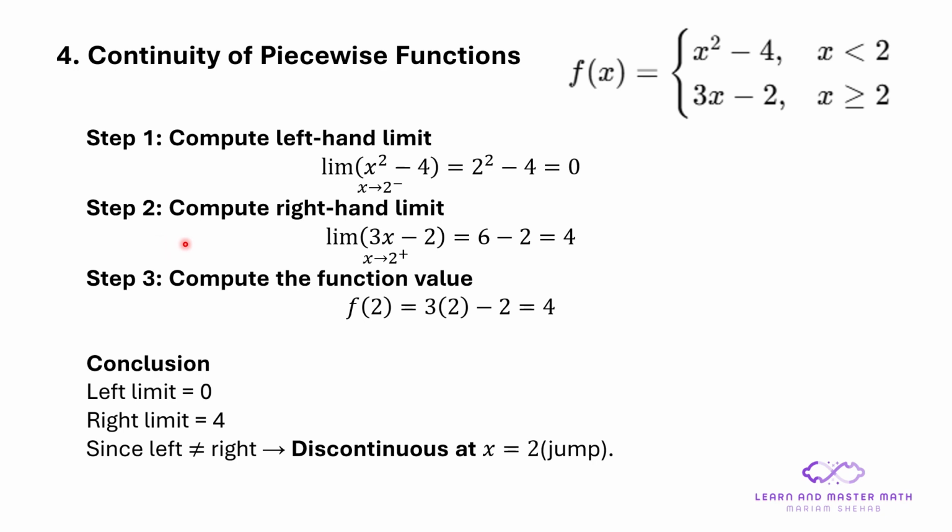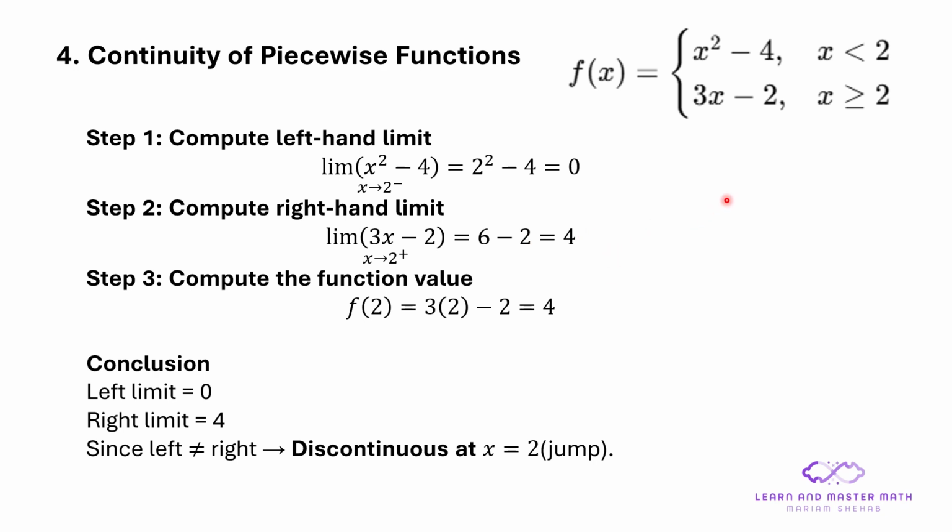Then you go and find the right-hand limit. So the right-hand limit is at 2 plus, which means x is greater than 2. Choosing the second piece here, 3x minus 2, substituting x with 2, this will be 3 times 2, which is 6, minus 2, this is equal to 4. If you notice the left and right limits, they don't match here. So the limit does not exist.